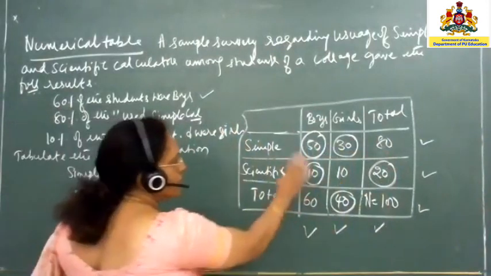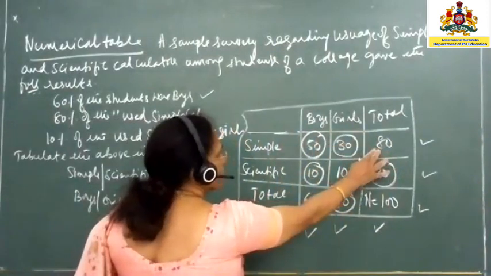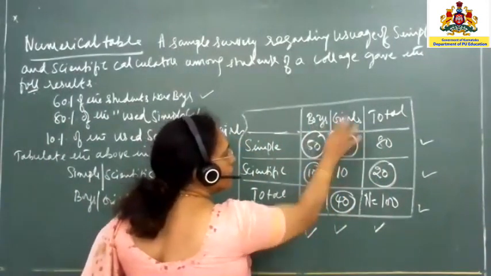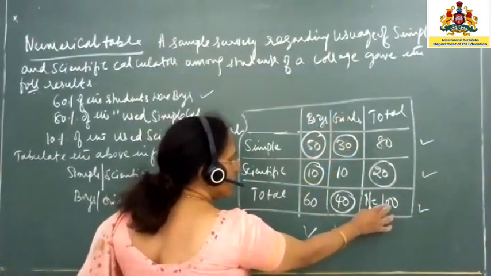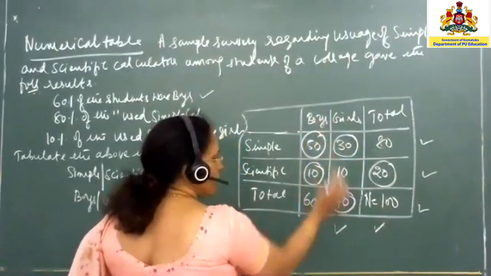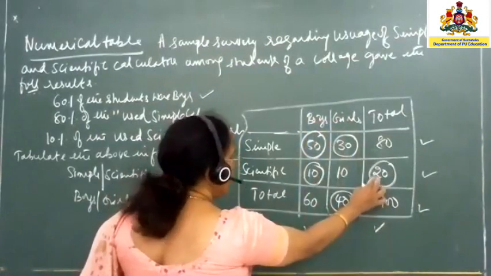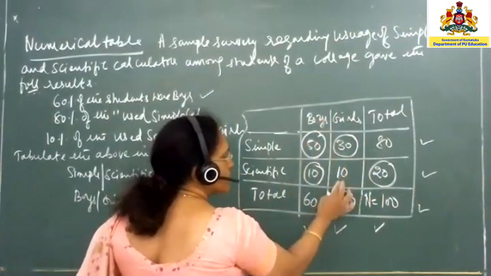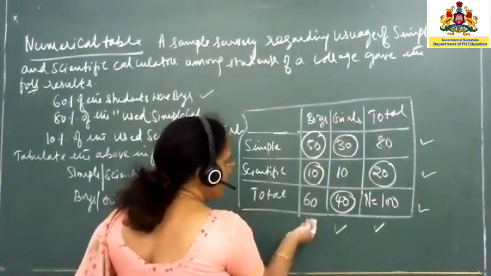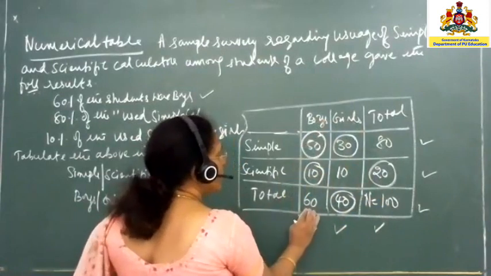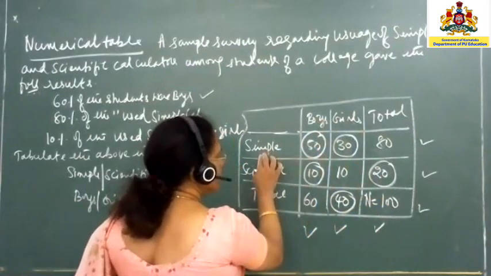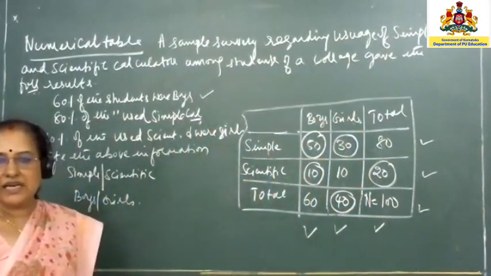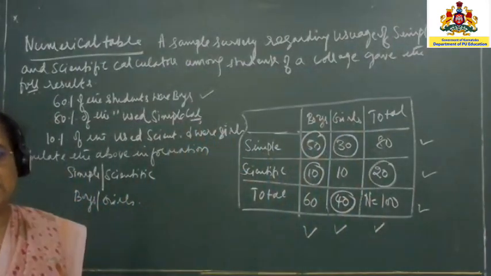So you can now interpret. Out of 80 students who are using simple calculators, 50 of them happen to be boys and 30 happen to be girls. Again you take here, out of 100 students, 60 are boys, 40 are girls. You take 20. Out of 20 who are using scientific calculators, 10 of them happen to be boys and 10 happen to be girls. Similarly this also you can interpret. Out of 60 boys, 50 are using simple calculators, 10 are using scientific calculators. Now this is the beauty of statistics. In other words, you say interpretation is possible.